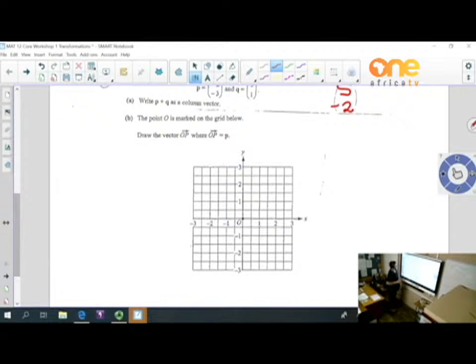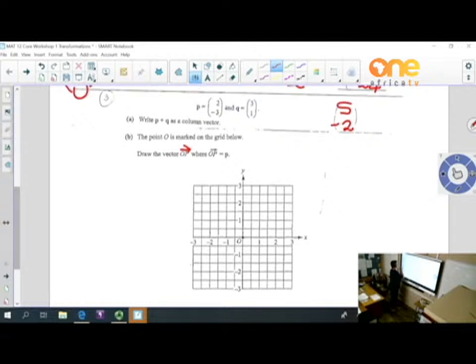The point O is marked on the grid below. Draw the vector OP. Now look at this one. There is a direction from O to P, where OP is P. Now the column vector P was 2, negative 3. So we start now here at the origin. Positive 2, remember what we said, it looks like this. If you go to the right, it's positive. If you go to the left, it's negative. If you go up, it's positive. If you go down, it's negative.